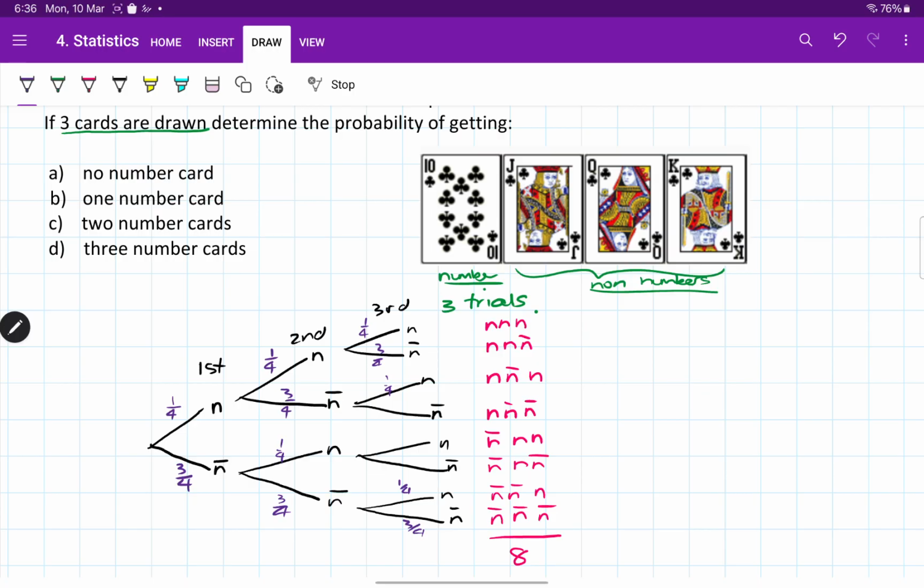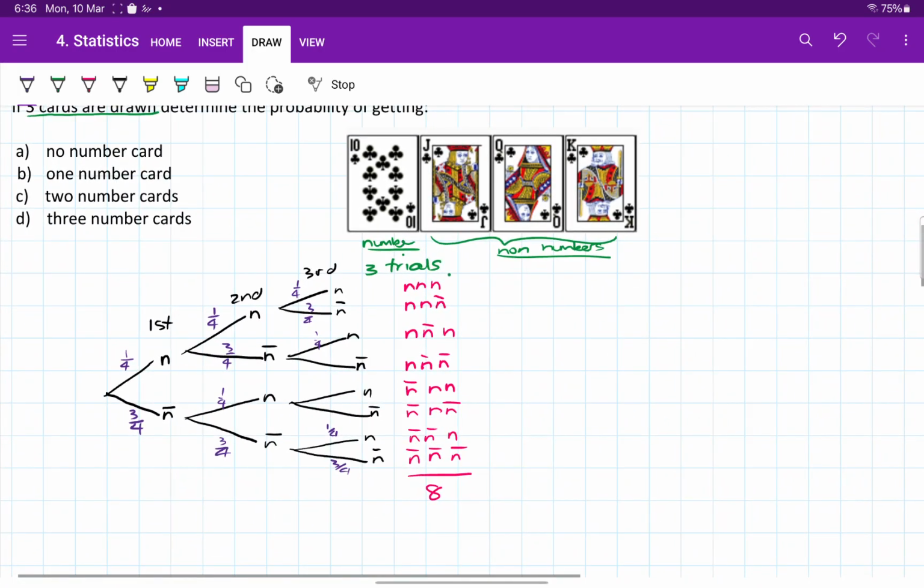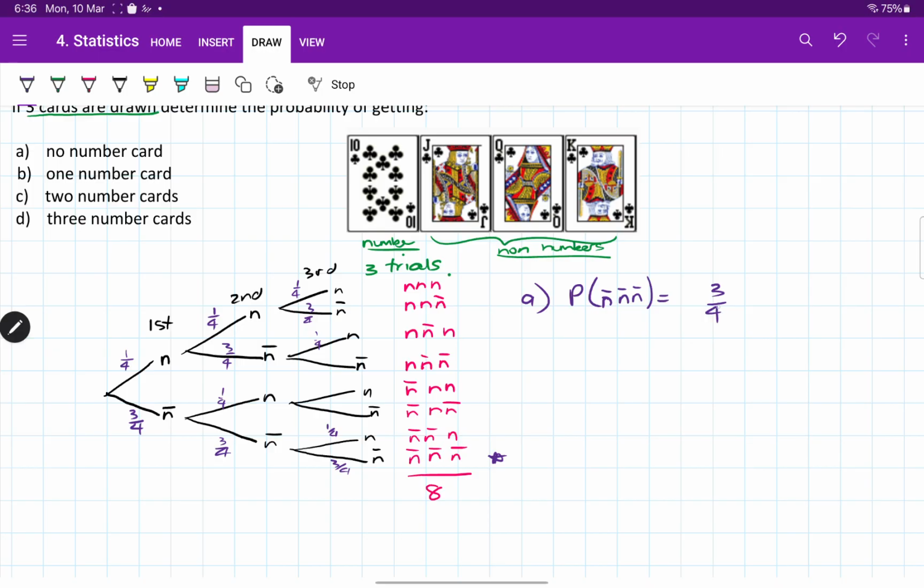All right, so let's now have a look. Probability of getting no number card. Okay, so let's have a look what we want to do here. I'm going to do it over here. So A, probability of no number means no number, no number, no number. Well, if we have a look at that, here is the only outcome there. So that is 3/4 times 3/4 times 3/4, or 3/4 to the power 3. All right, and you can work that out, but we're looking for some patterns here.